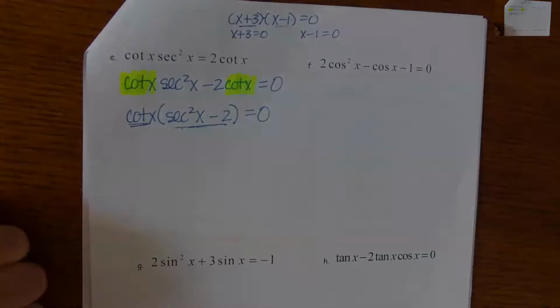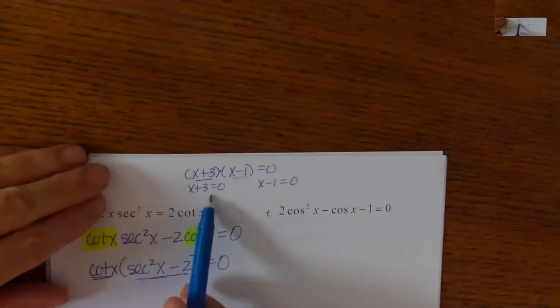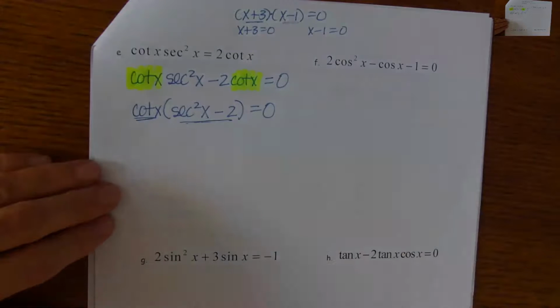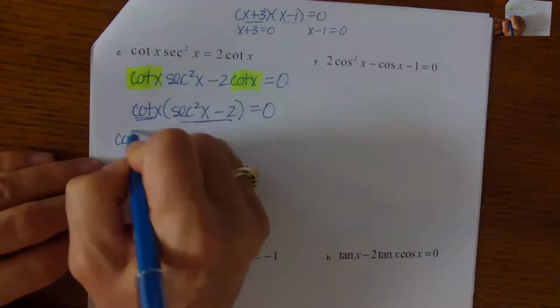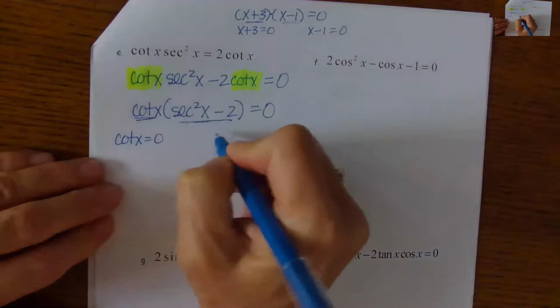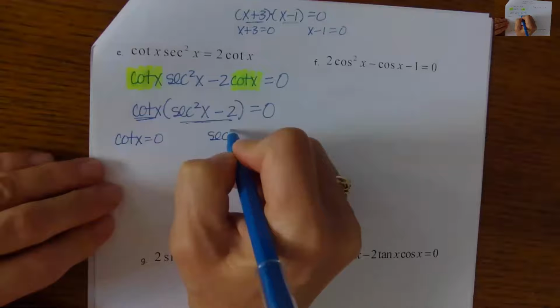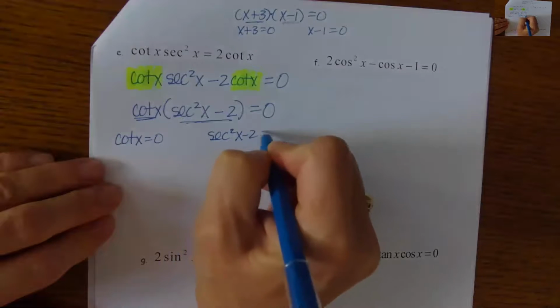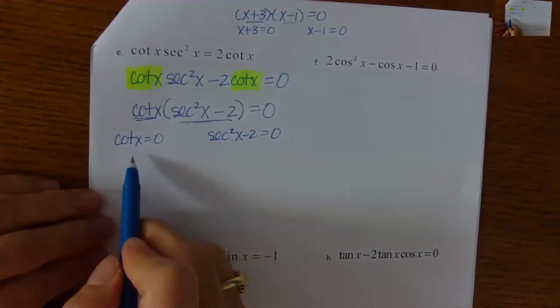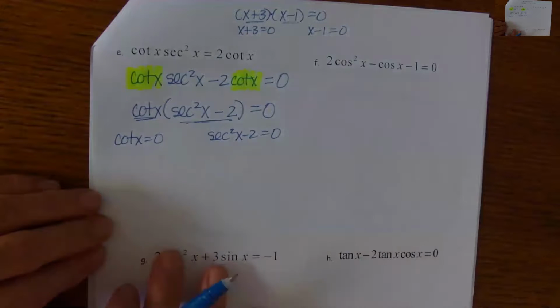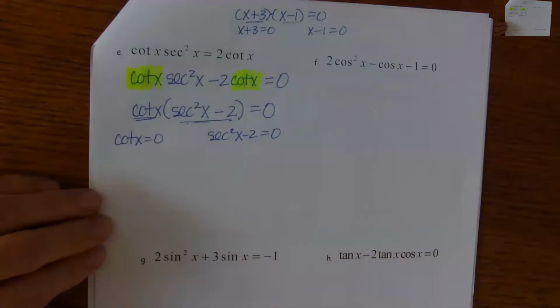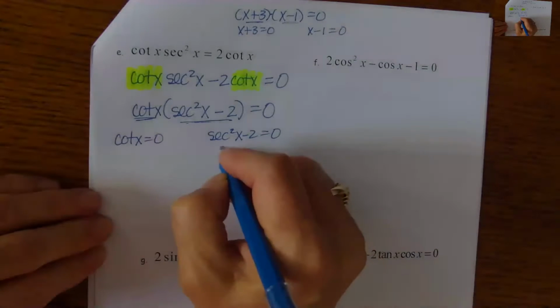What are we going to do with each one? What do we do up here? Set each one equal to 0. So what are we going to do down here? Set each one equal to 0. Now, is this one all the way simplified? Yes. So I'm going to leave it alone for a second. Is this simplified? No.